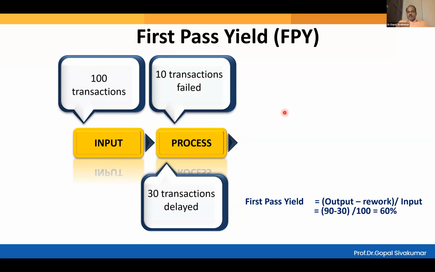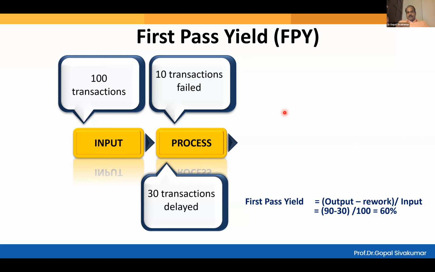Come on, make a guess. What do you think is your yield? 60 divided by 100. 60%. Yeah. How did you arrive at the 60? Because in your successful transactions, 30 transactions had rework happening. Yeah. So isn't it 60? 90 minus 30. Of the transactions, yes, there was a delay.